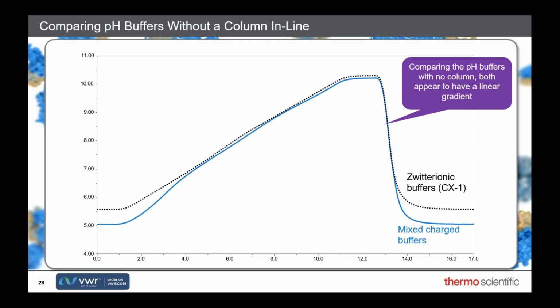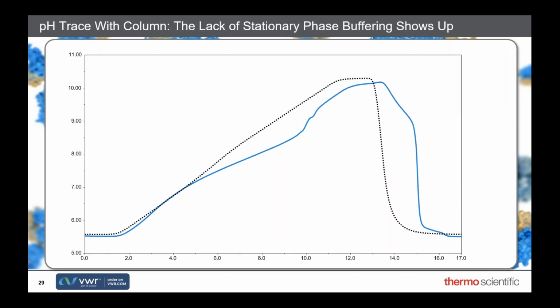Now, without a column in line, both the mixed charge buffers and the CX1 buffer cocktails from the previous slide seem to work quite well, even though you can see that the CX1 buffers are a little bit more linear. But both appear to have really quite a linear gradient. But obviously, you can't run chromatography without a column. And on the next slide, you can see the equivalent traces, but with a column in line.